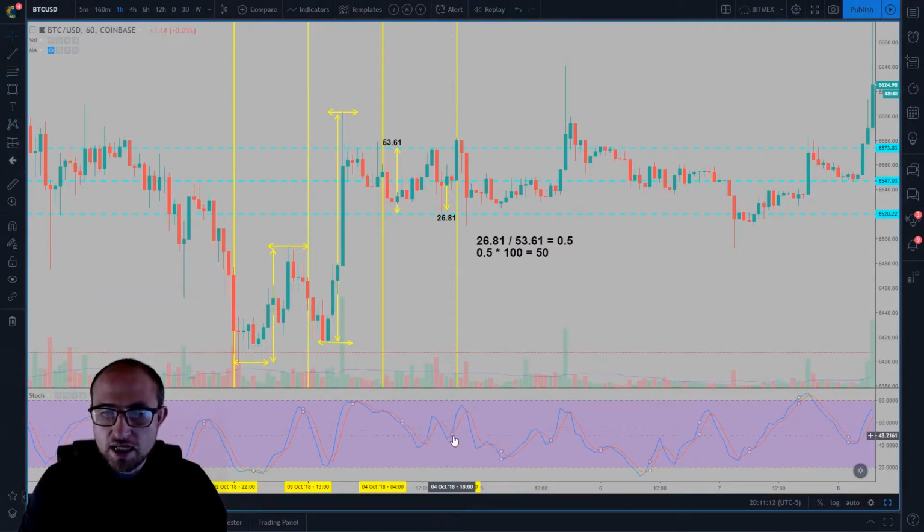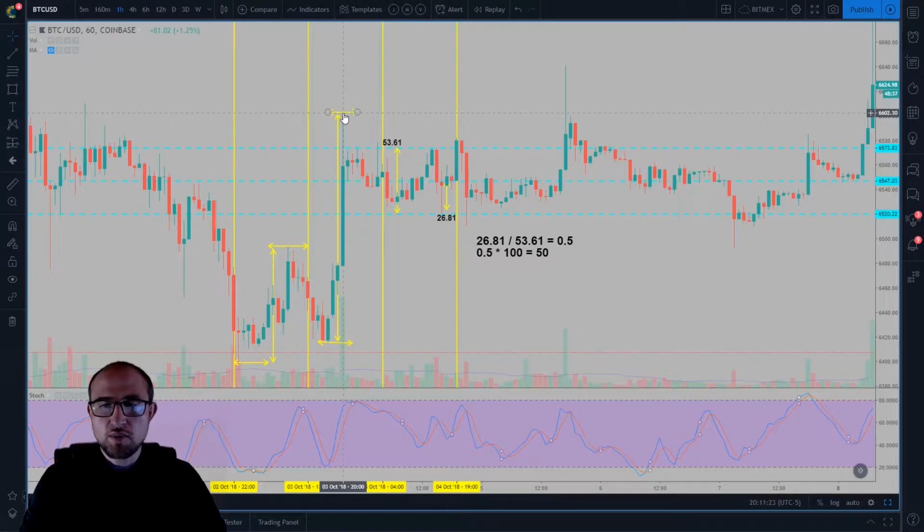So if you're seeing a little bit of variation down here in the stochastic, you can see actually that on this candle close, we're at maybe 54, 51, 54. The reason for that is that we're taking into account this big peak right here. So keep that in mind when you're using your smoother.